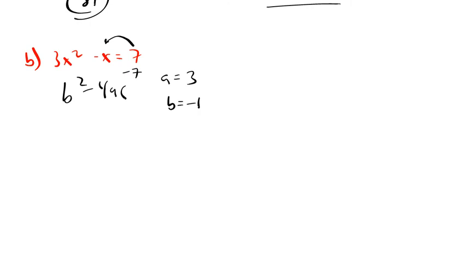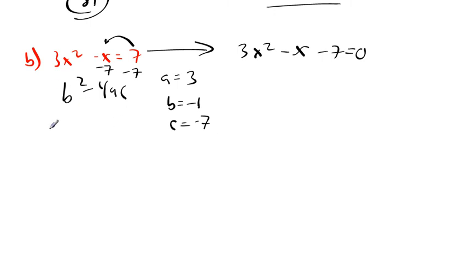So I'm going to subtract 7 from both sides, which means that my equation is actually 3x squared minus x minus 7 equals 0. Okay, so very important there. Put in standard form first. So that means my C value is not 7, but it's going to be -7. All right, so let's go ahead and plug it into the discriminant.